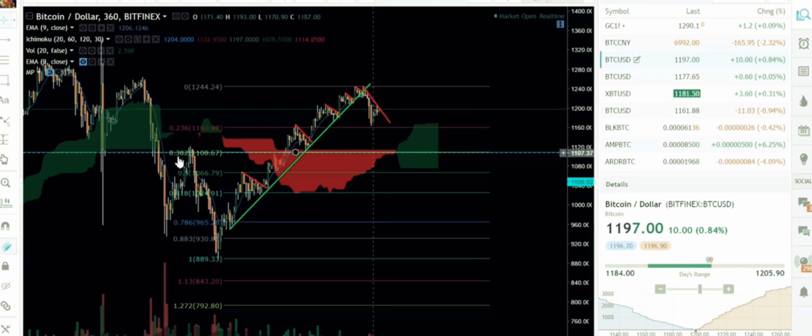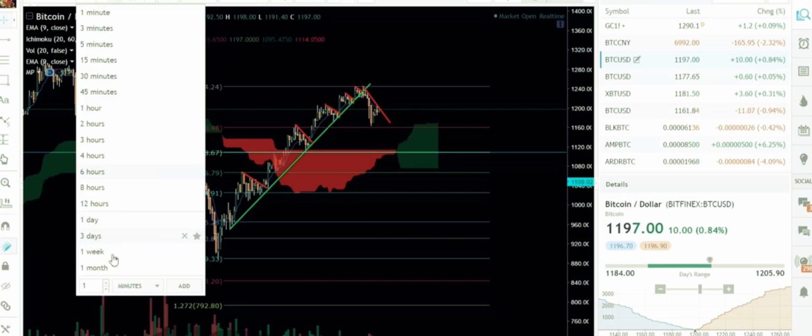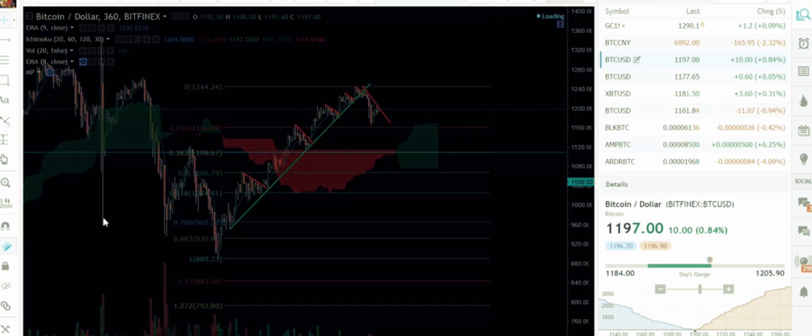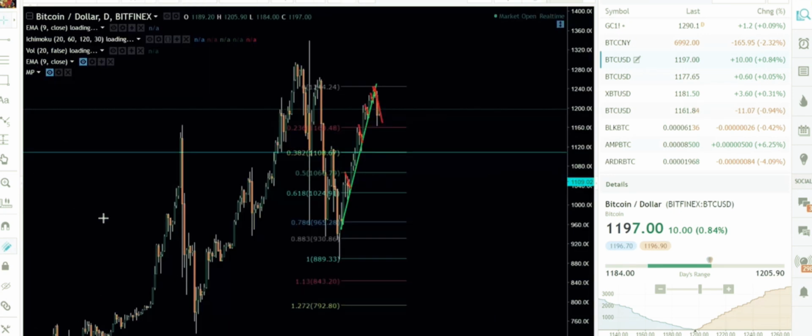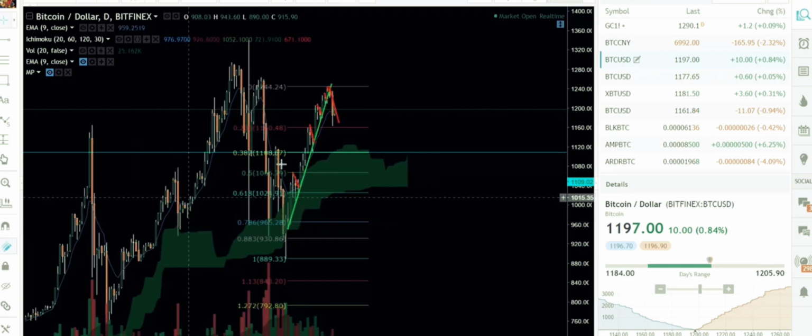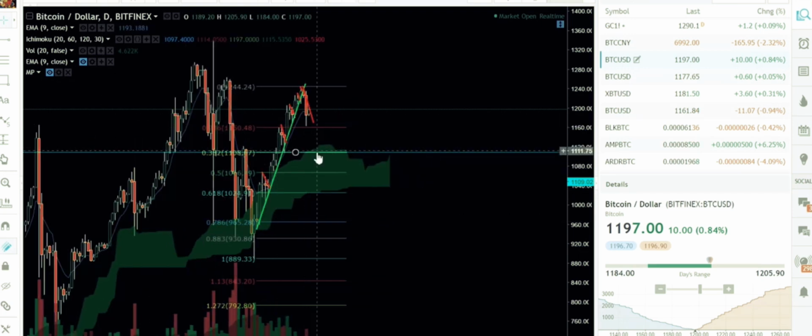and say, okay, this 38% point, if we fall 38%, we're going to hit a 12-hour cloud, a 6-hour cloud, and possibly even, I think, a daily cloud is right there too. Let's check it out real quick. Just about. Okay, we could come down here and tag this daily cloud and also get that 38% mark.